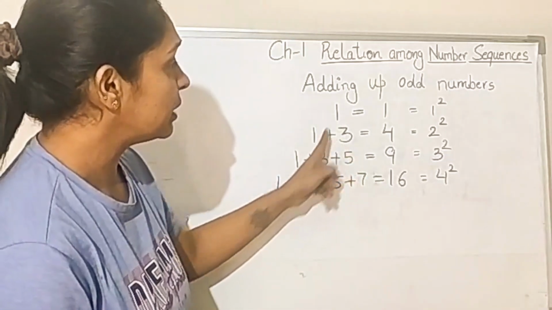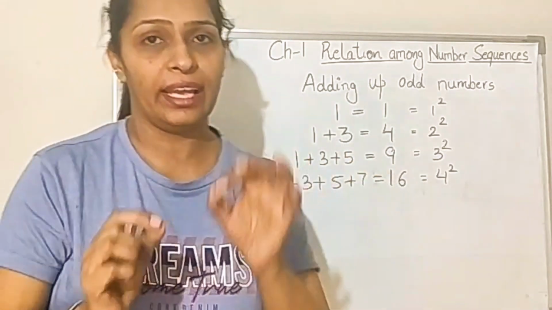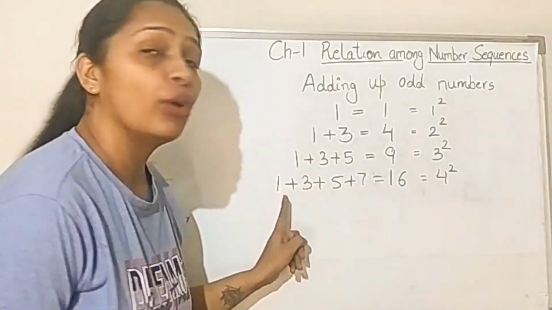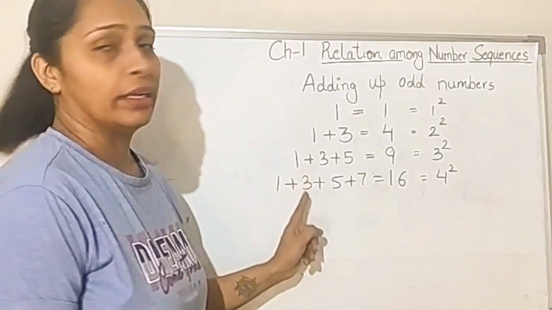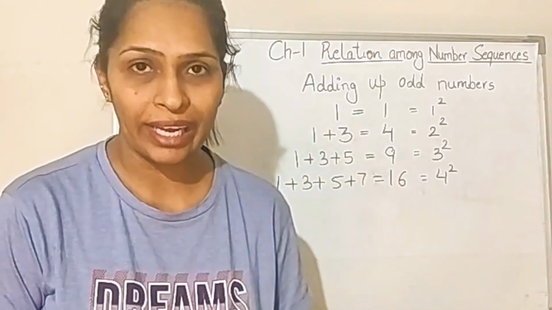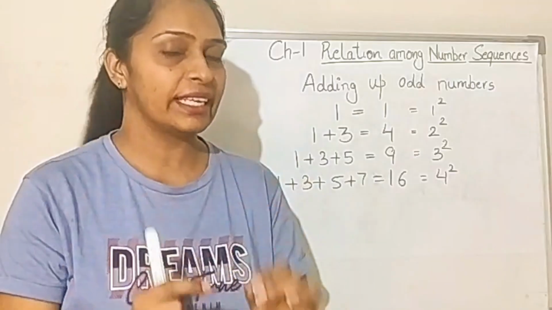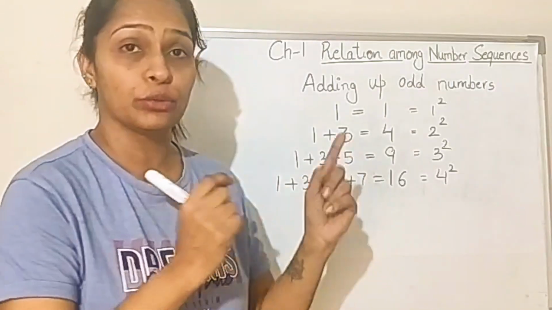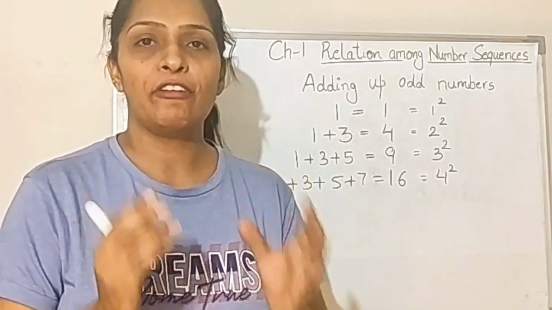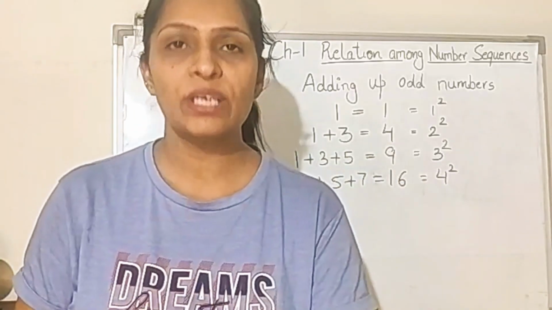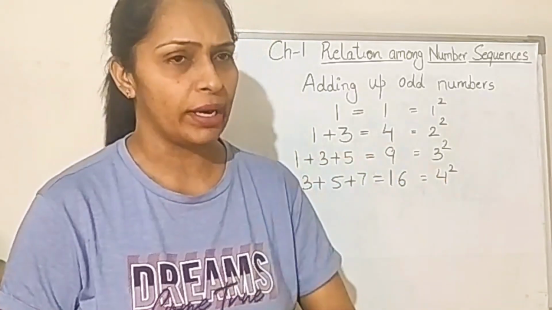But we have to remember that we cannot skip any of the odd numbers. This is very important. And we have to always start from 1. We cannot skip 1. In fact, we cannot skip any of the numbers. So basically, this rule is what? We have to add all the consecutive odd numbers starting from 1.